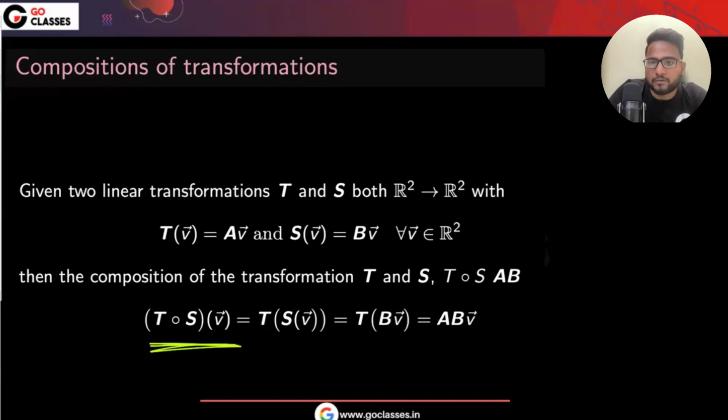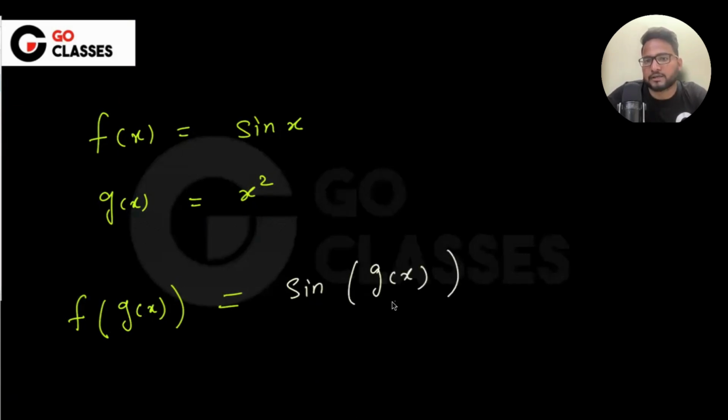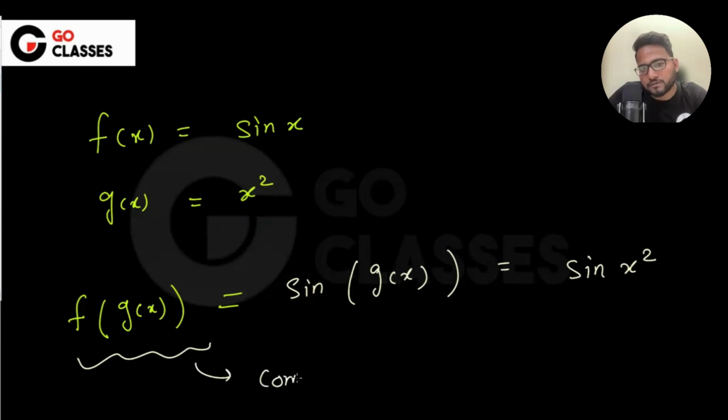For example, if there are two functions, f and g, where f of x equals sin x and g of x equals x square. If I ask you f of g of x, then what will it be? It is sine of g of x. G of x is x square, so it is sine of x square, isn't it? So basically this is called composition of functions.